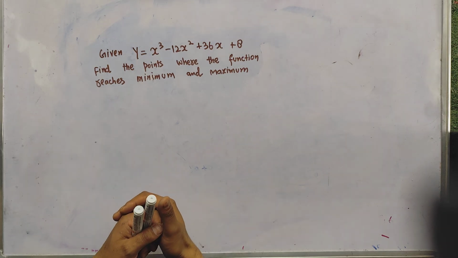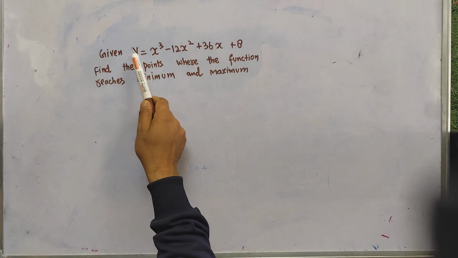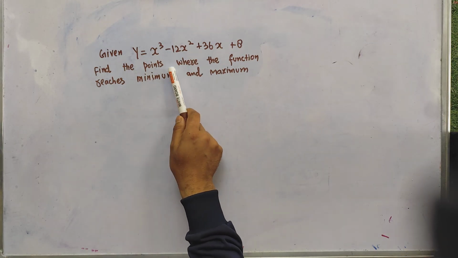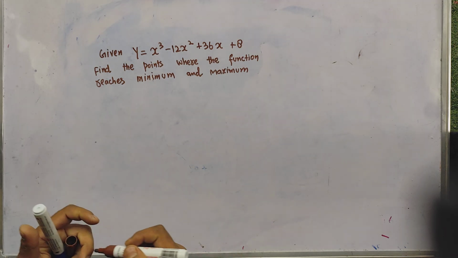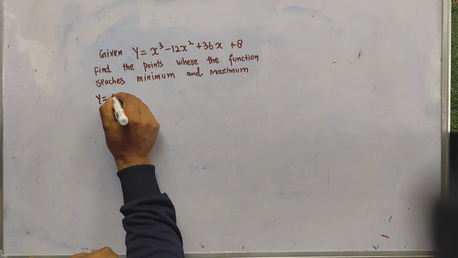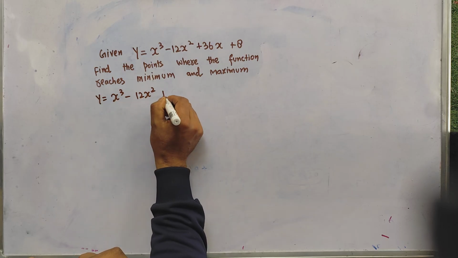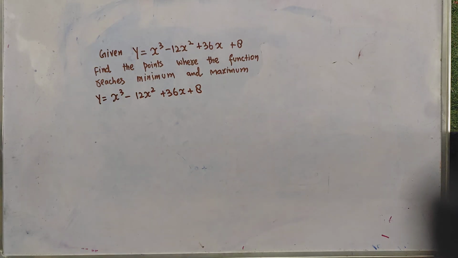In this video, we will solve a question on how to find out the minimum and maximum point of a given function. The question is: given y is equal to x cube minus 12x square plus 36x plus 8, find the points where the function reaches minimum and maximum. So we are being given y is equal to x cube minus 12x square plus 36x plus 8. This is our given function.